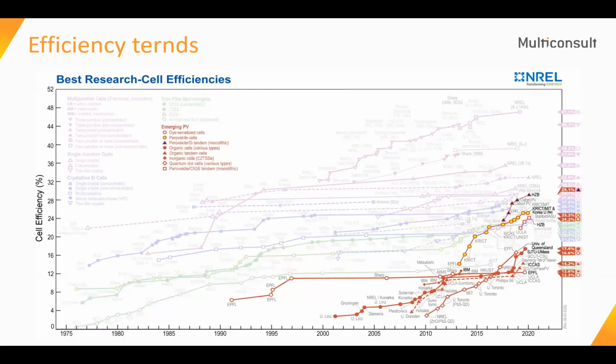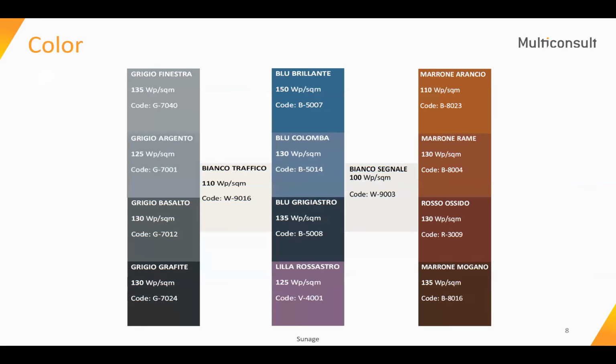So that's for sure. And then when it comes to the color, with BIPV, we can have whatever color we would like to have. We can have whatever pattern we would like to have. It's just a matter of cost and efficiency.